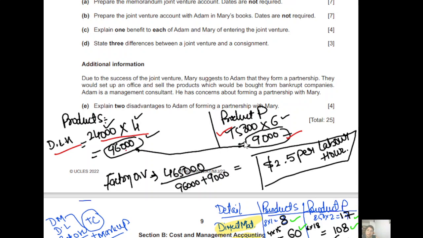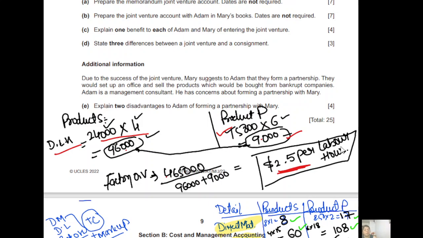Okay, so 96,000 plus 9,000. So 465,000 divided by 96,000 plus 9,000. Then you will calculate this all, and then you will find out 2.5 per labor hour. This is your factory overhead per labor hour.